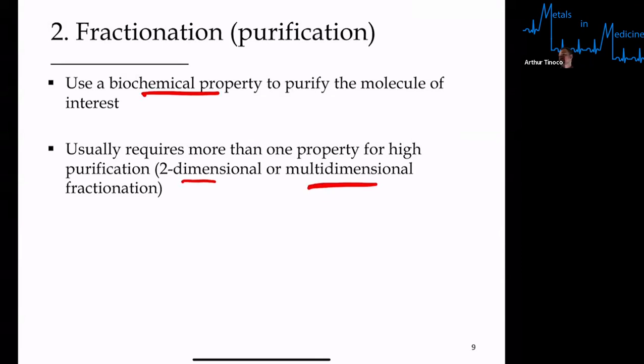What do you think? Anyone? No, it has to do with the use of two techniques. Okay, so one dimension is just like you're using one technique, two dimensions is two techniques, and then three-dimensional and so forth. Okay, so that's just like the number of techniques you use for purification. It's just a fancy way of actually saying that.